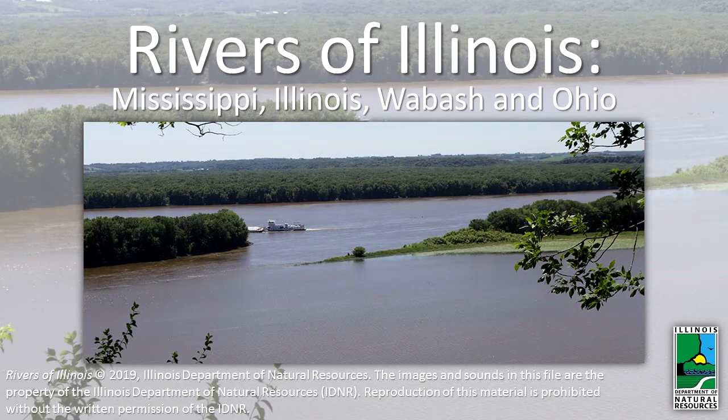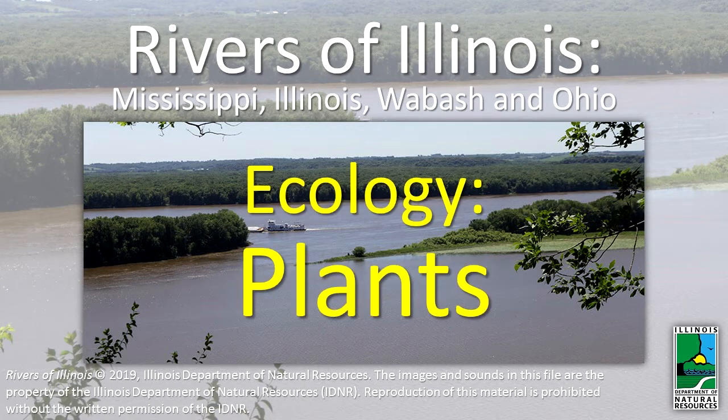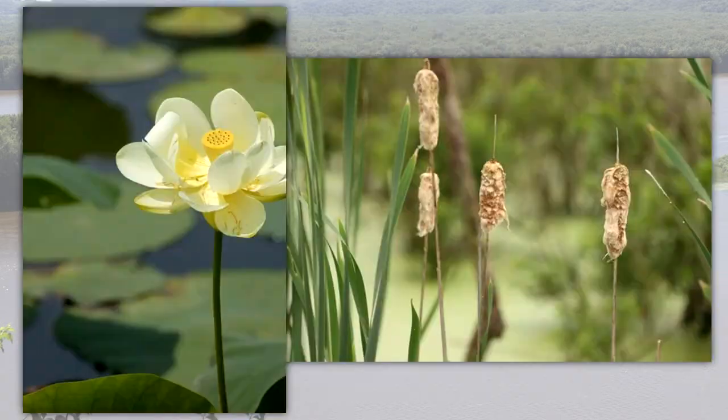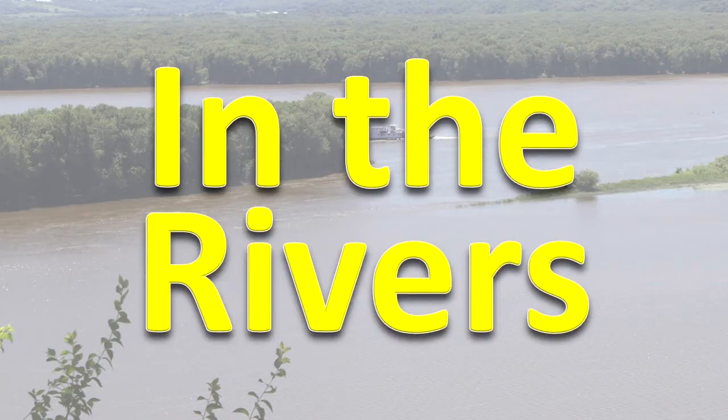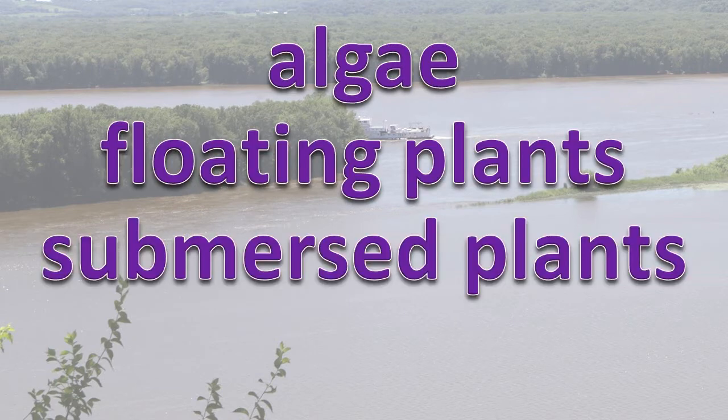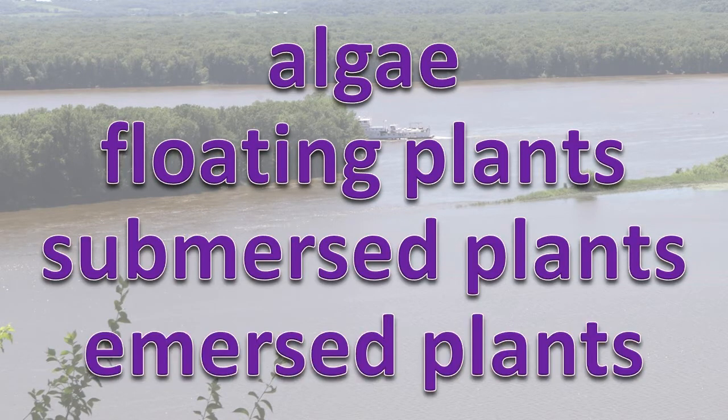Rivers of Illinois: Mississippi, Illinois, Wabash, and Ohio. Ecology, plants. Ecology is the scientific study of relations that organisms have with respect to each other and their natural environment. In this podcast, we will focus on plants, those in the rivers, as well as on the lands around them. Within the rivers, there are 4 types of aquatic vegetation: algae, floating plants, submersed plants, and emersed plants.